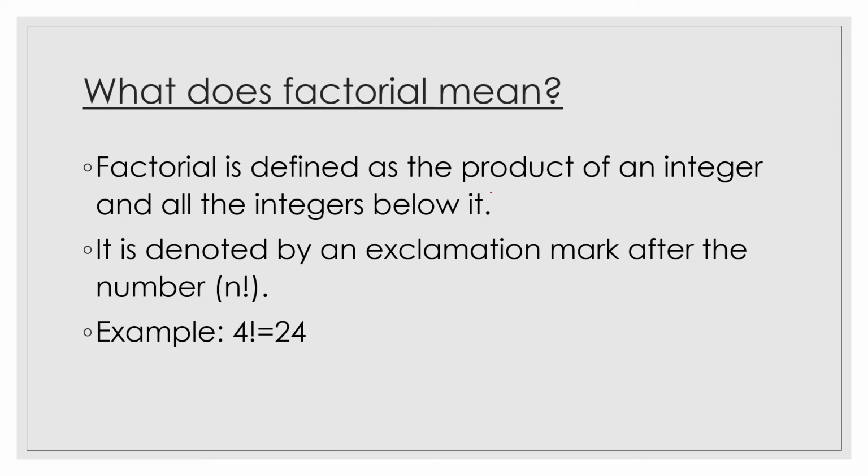What does factorial mean? Factorial is defined as the product of an integer and all the integers below it. It is denoted by an exclamation mark after the number as n factorial. For example, 4 factorial is equal to 24 because it is defined as 4 into 3 into 2 into 1, which is equal to 24. Similarly, n factorial is equal to n into n minus 1 into n minus 2, which continues till 1.